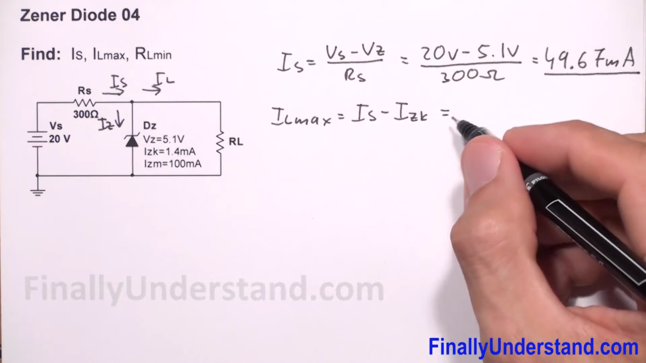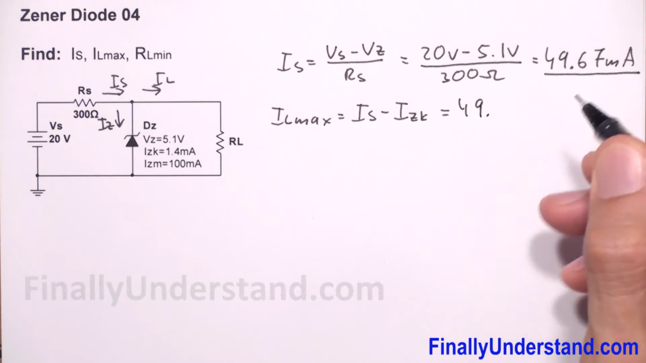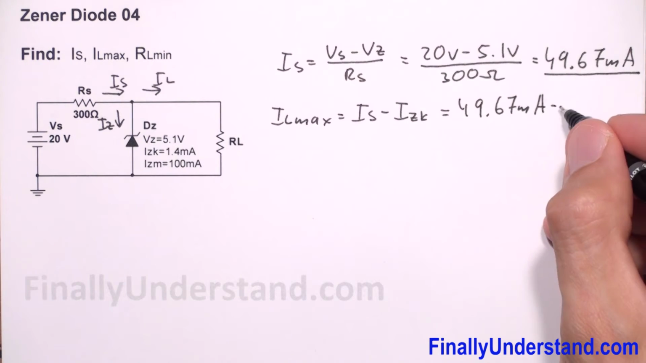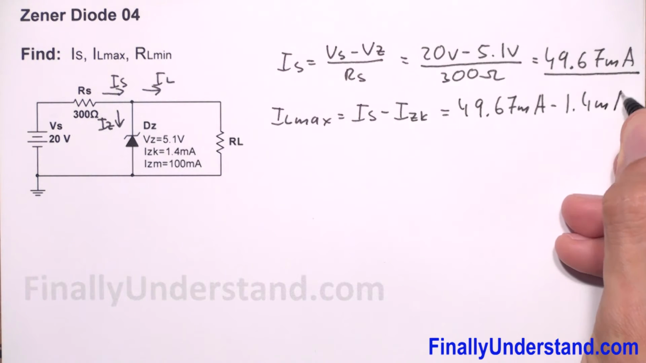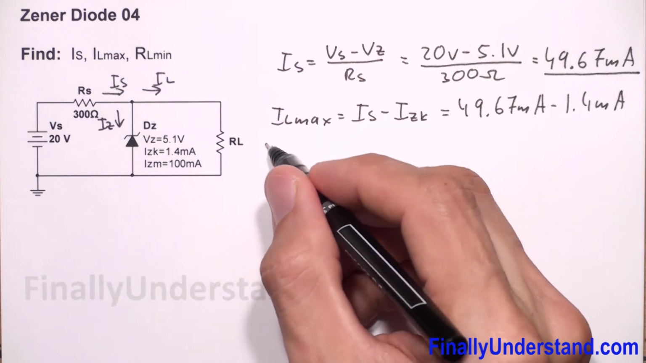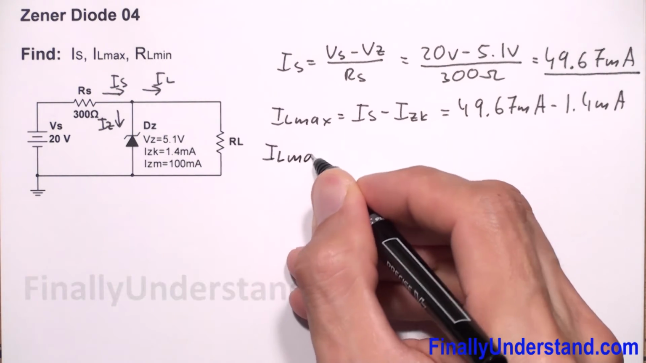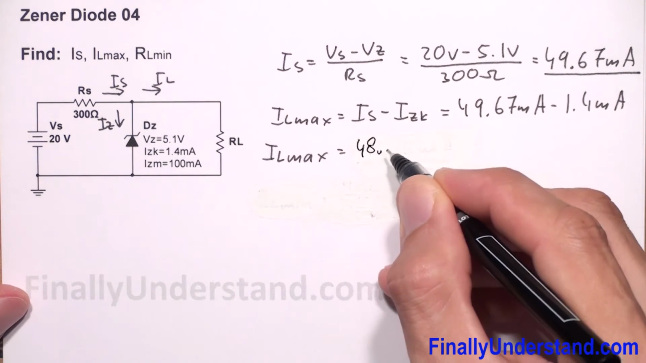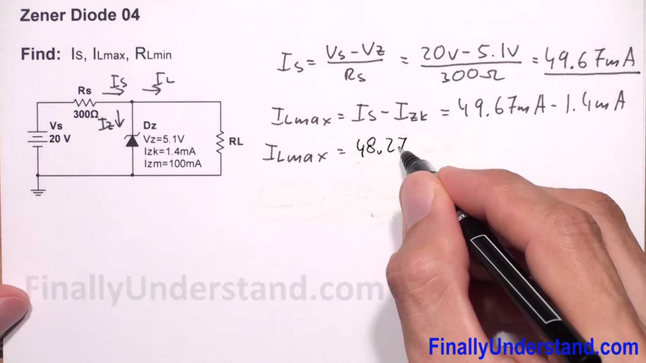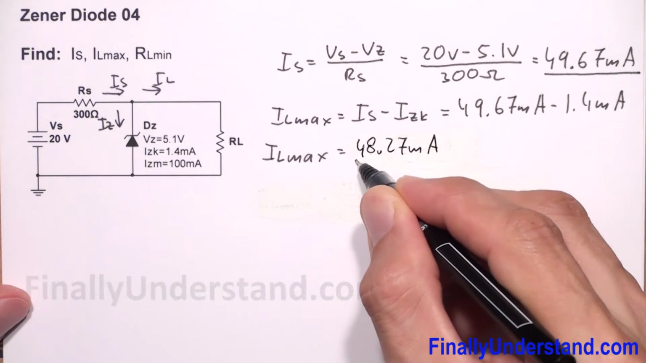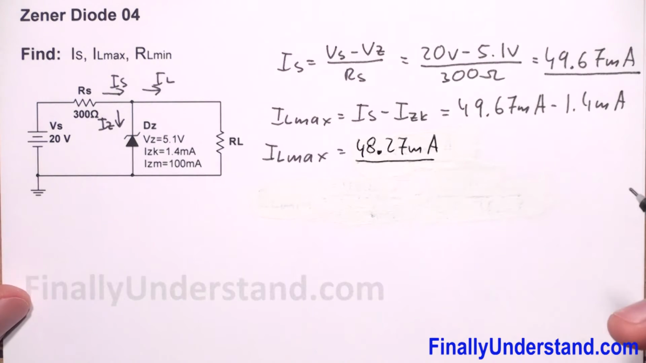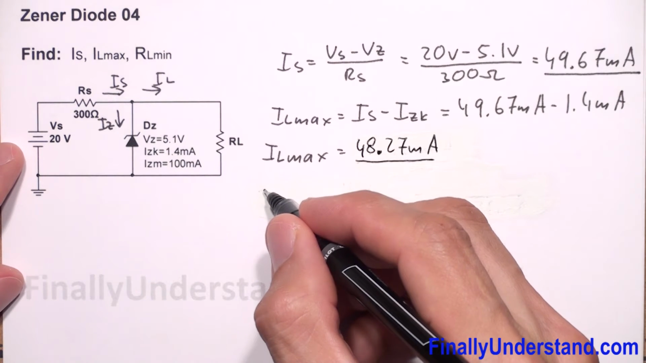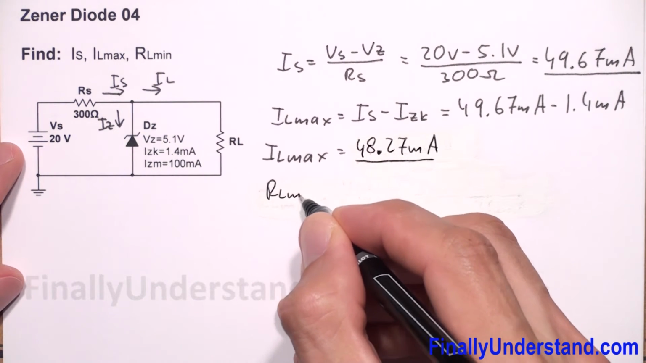So if IS is equal to 49.67 milliamps minus 1.4 milliamps, I have ILmax is equal to 48.27 milliamps. Okay. Next, I'm supposed to find the resistance RL minimum.